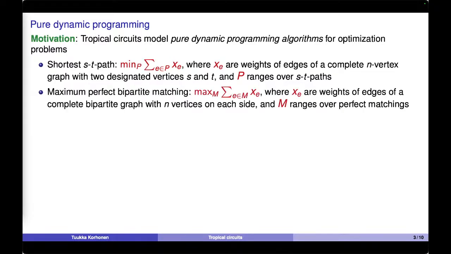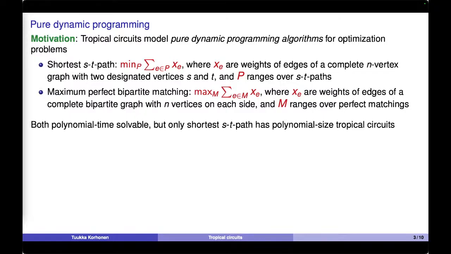Then you can have the permanent, or maximum perfect bipartite matching. Here we're taking a maximum, ranging over all perfect matchings in a complete bipartite graph, and the inputs are the edge weights, and what this is doing is finding the maximum weight of a perfect matching. Both of these are polynomial time solvable, but only shortest s-t path has polynomial size tropical circuits.